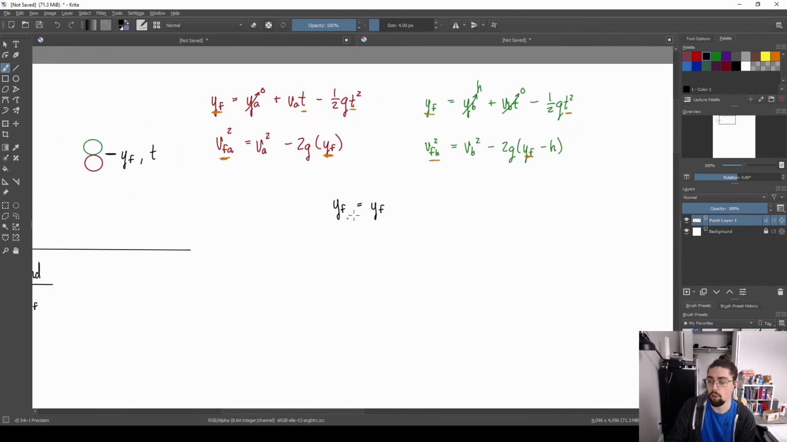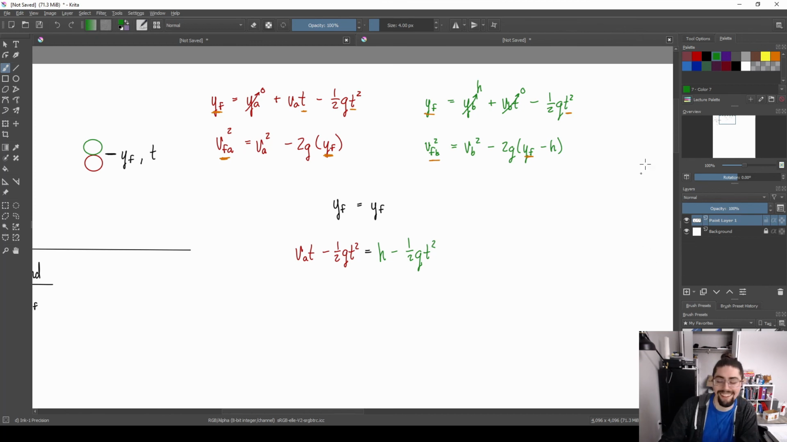So what I'm going to do here is say y of f is equal to y of f. Can we agree on this one? Hopefully. I'm going to take the red y of f and say this is v(a)t minus 1/2 gt squared is equal to h minus 1/2 gt squared.